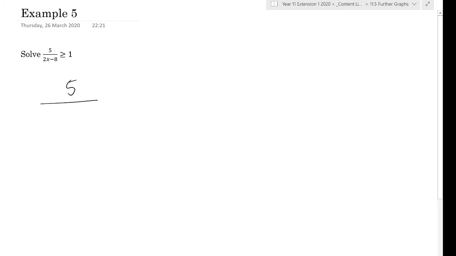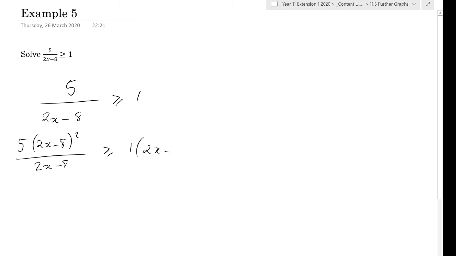So if I've got 5 over 2x minus 8 is greater than or equal to 1, I'm just writing it out big for me. Okay, I'm going to multiply both sides by 2x minus 8 all squared. So we get 5 lots of 2x minus 8 all squared over 2x minus 8 is greater than or equal to 1 lot of 2x minus 8 all squared.